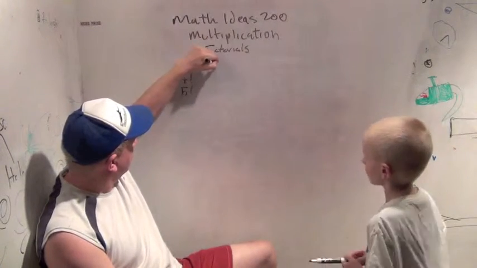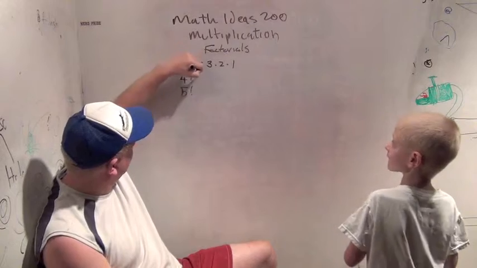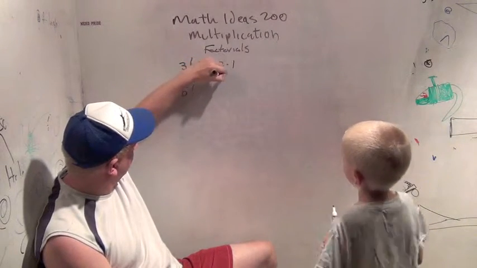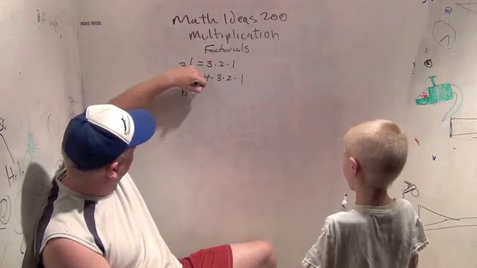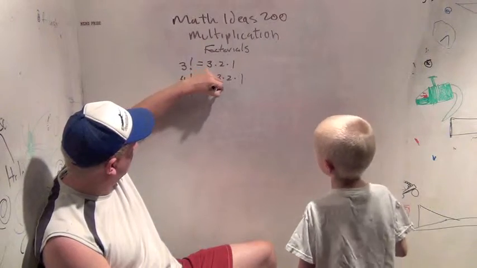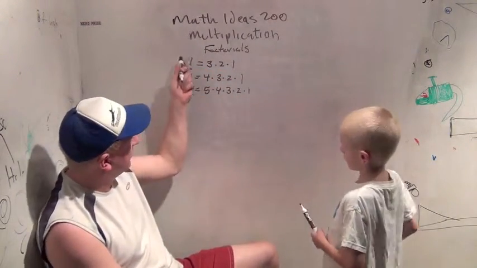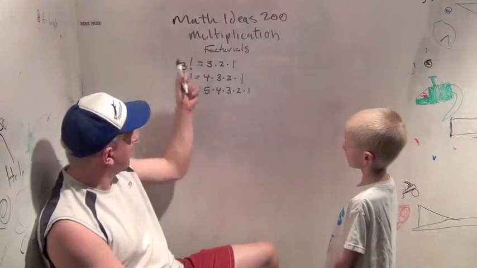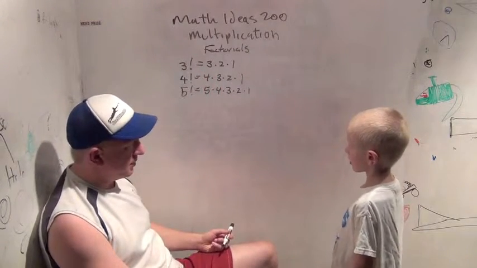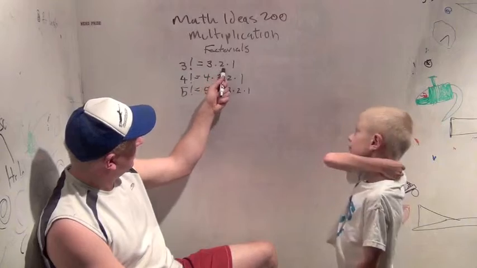So you go 3 times 2 times 1. This would be 4 times 3 times 2 times 1. This would be 5 times 4 times 3 times 2 times 1. This is what factorials mean. 2 factorial would be 2 times 1. 1 factorial would just be 1. Okay? So what is 3 times 2 times 1?